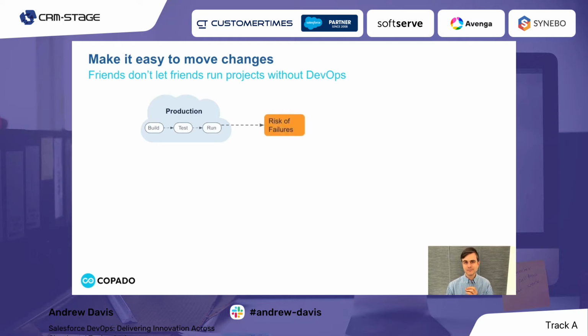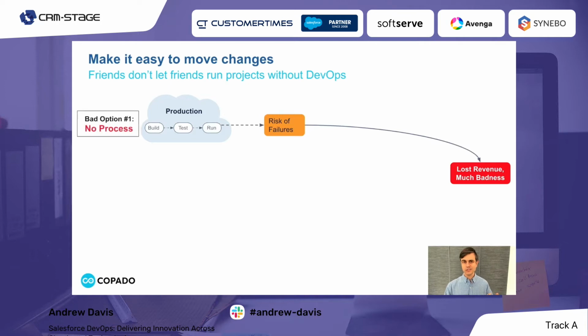Now, the risk with that is that there's an extraordinarily high risk of failures. Once you have people in that org using it, once you have sensitive business data and so forth, it's extraordinarily easy to break stuff. And when you break stuff in a production Salesforce org, you lose money, bad things happen, you corrupt the data, people yell at you. So there's social and financial consequences to this. And that's why this is bad option number one, is having no process. Now let's look at a second option here.